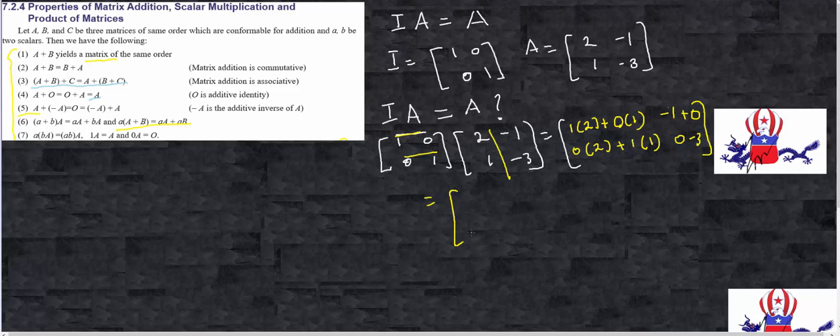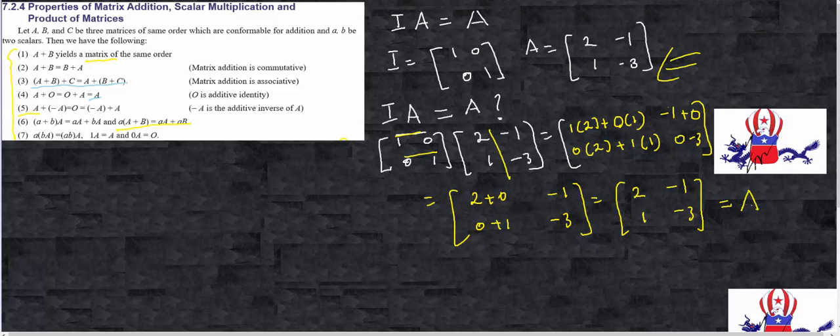So this can be rewritten as 1 multiplied with 2 added with 0 and then 0 added with 1. Of course, we didn't do that expansion there for that side due to constraint in space. It's going to be -1 and -3. Rewriting it, it's going to be 2, 1, -1 and -3, which is nothing but our matrix A. So that is what the property says: I multiplied with A would give us back the matrix A.